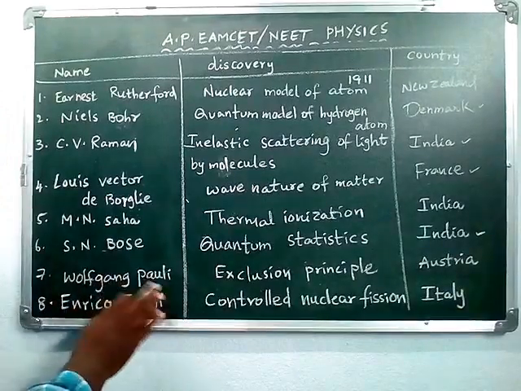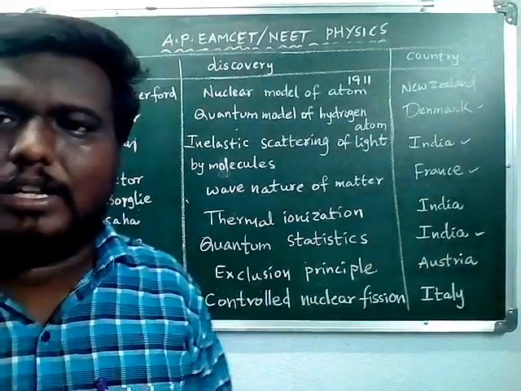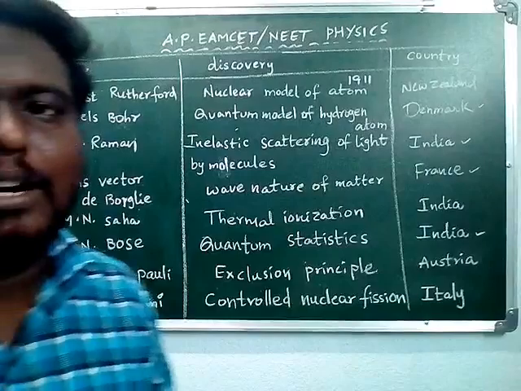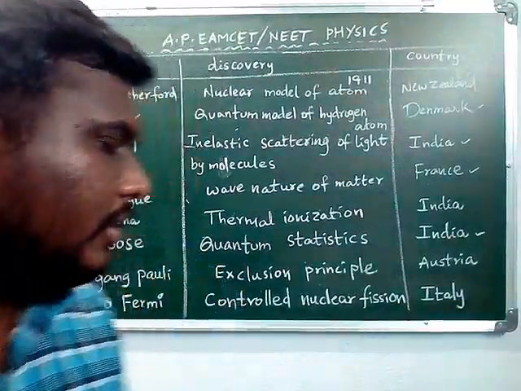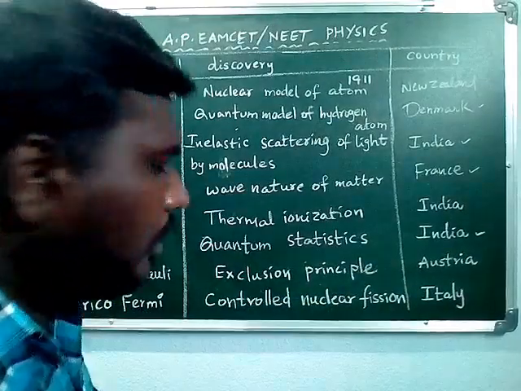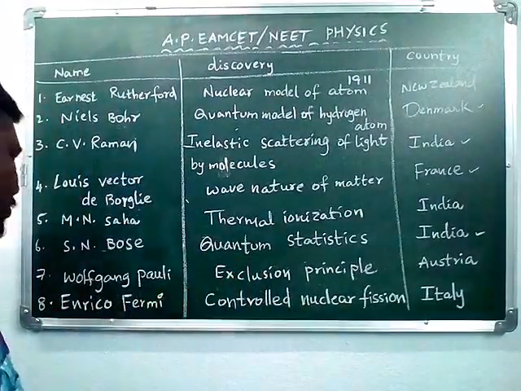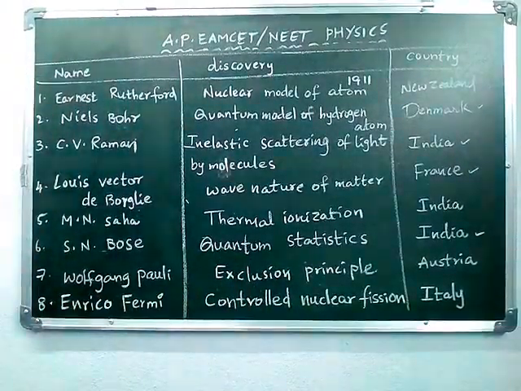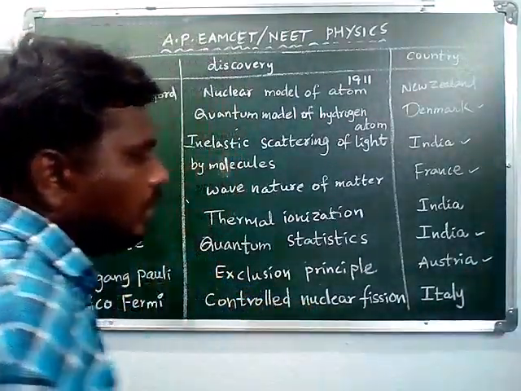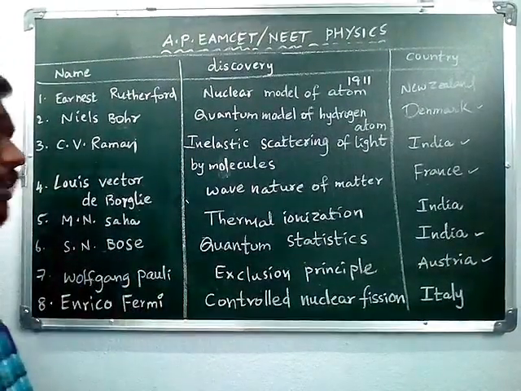Next one, Wolfgang Pauli. The Pauli exclusion principle, which you already know from 10th standard: electrons fill the orbitals following three quantum principles. Understand? One of those principles is the exclusion principle, the Pauli exclusion principle, explained by Wolfgang Pauli. He was an Austrian scientist.